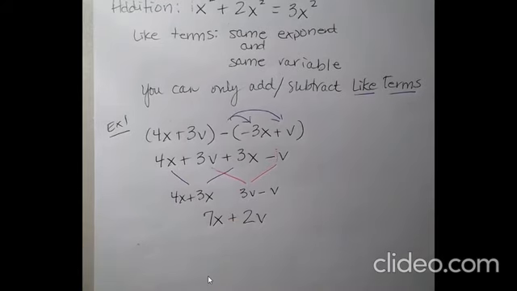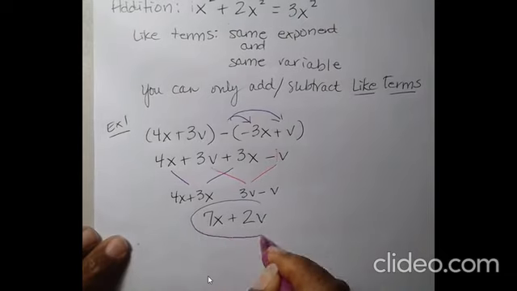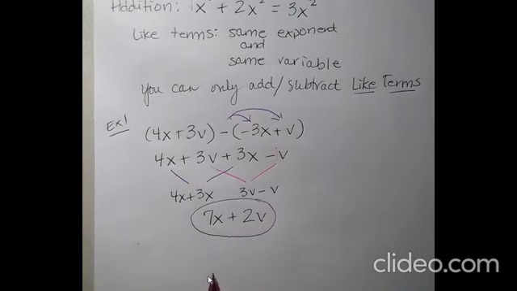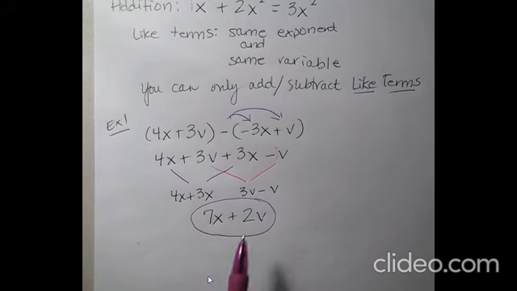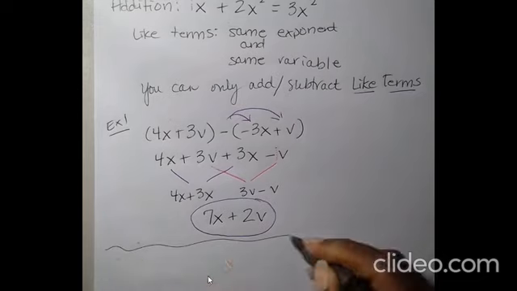And this is as far as we can go. We can't go any further than this because we do not have like terms anymore. x and v are not like terms. It's like x-rays and violins. They're not the same thing. So you cannot combine them any further than that.